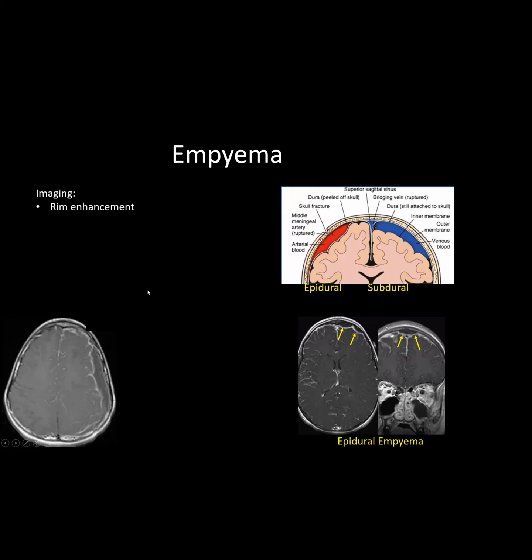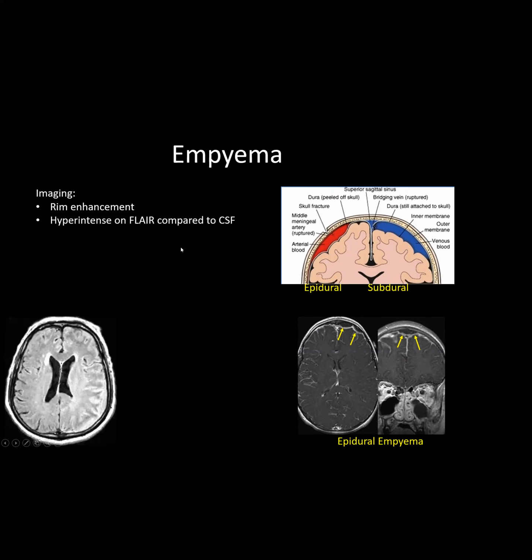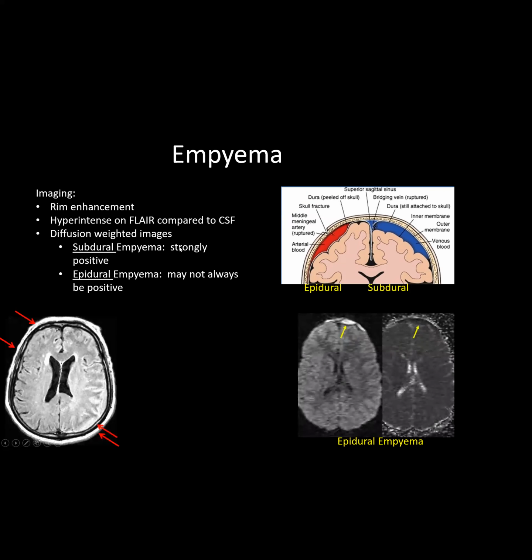Things you're going to look for are rim enhancement. It'll be bright on FLAIR. It's not going to suppress because it contains complex fluid. And on diffusion, they're typically going to restrict. In a greater number of cases, subdural empyemas will strongly restrict. It's variable with epidural empyemas. I don't know the exact reason why, but apparently in the literature, subdural empyemas are more likely to restrict than epidurals.